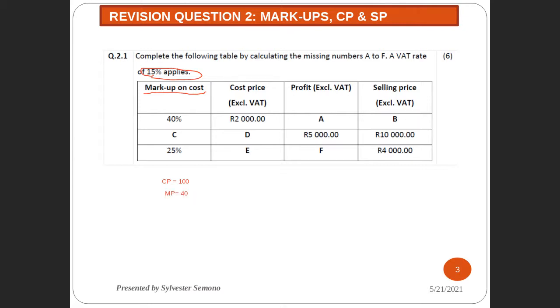So this is what you need to do before you start writing an exam. I hope you remember, because next time it can be markup on selling price. But the minute they say markup is on cost, just know that the cost price will always be 100. And the markup, like they said, is going to be 40. And then if you add the two, you get 140. Is everyone following? Can I see yes, yes, yes, so that I can know that you're following?